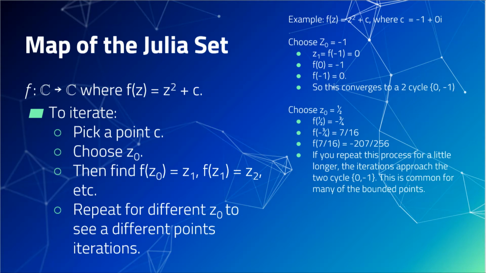And so I only put the first few iterations down. But if you go on and on and on, if you just do this on the calculator, you notice that for an infinite amount of iterations, they eventually approach a 2 cycle of 0, negative 1, which again is pretty common. It's common and pretty interesting. And yeah, so we're going to see some more about that.